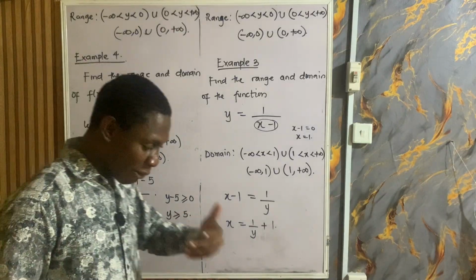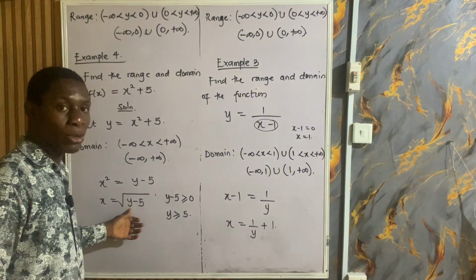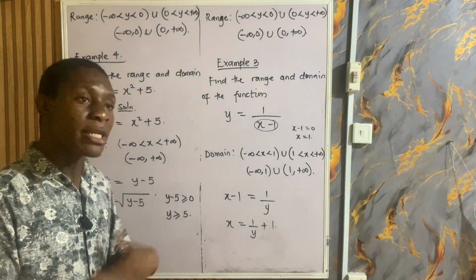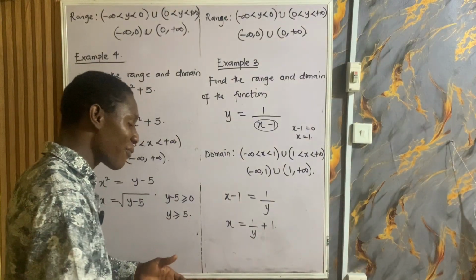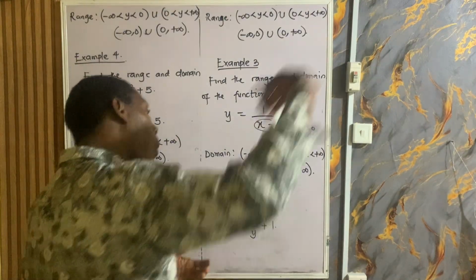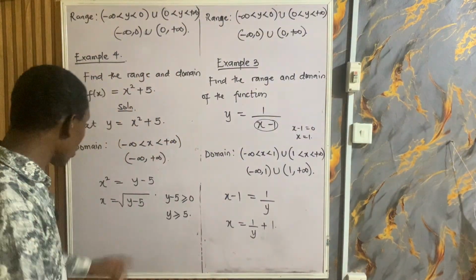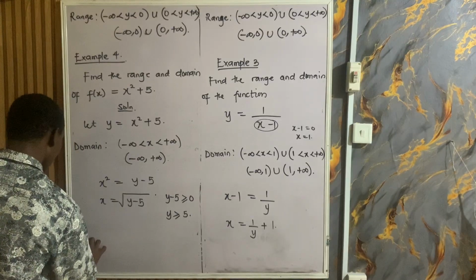So y begins from 5 upward. Now you can see if you put 5 here for y, what would happen? 5 minus 5, and that will give you 0. Square root of 0 is actually 0, and that's an answer. So y will take values from 5 upward. That's what it's simply saying. And so because of that, our range will look like this.